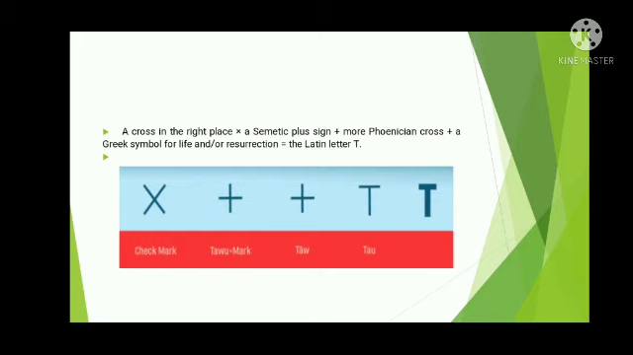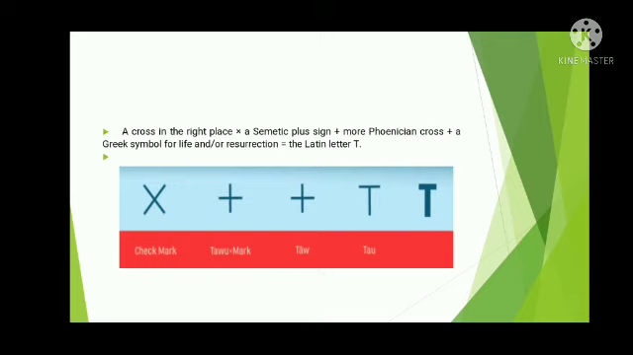Next, for the evolution of letter T. A cross in the right place, a Semitic plus sign, more Phoenician cross, a Greek symbol for life, and our resurrection equals the Latin letter T. The letter T was derived from the Semitic letter tau via the Greek letter tau. In English, it is most commonly used to represent the voiceless plosive sound. It is also denoted in the International Phonetic Alphabet.